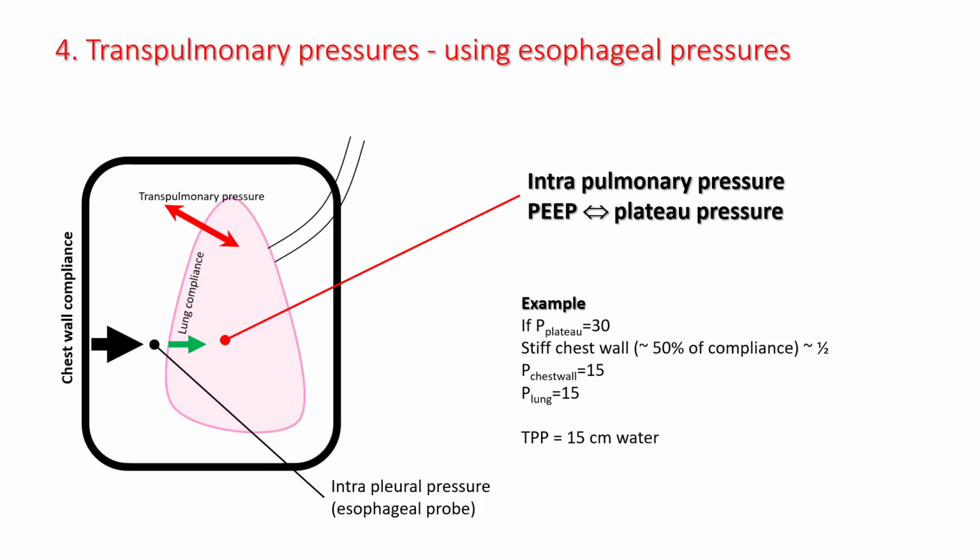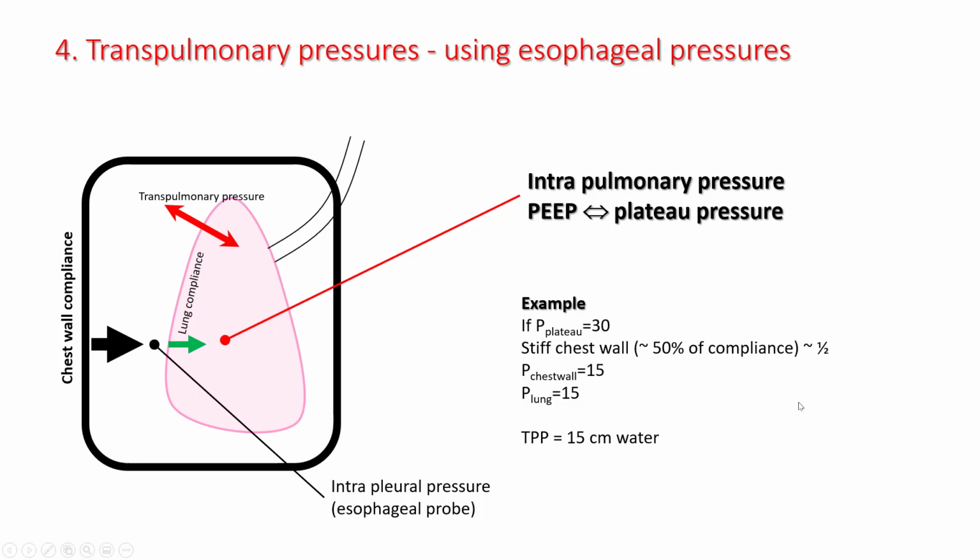As your chest wall compliance worsens, your intrapleural pressure is going to increase, and that is going to be shown by increasing PEEP and plateau. So for example, in this case, if you have a stiff chest wall and now this component is around 50% of the compliance, the component from the chest wall is 15 and from the lung is 15, hence the transpulmonary pressures are much lower.